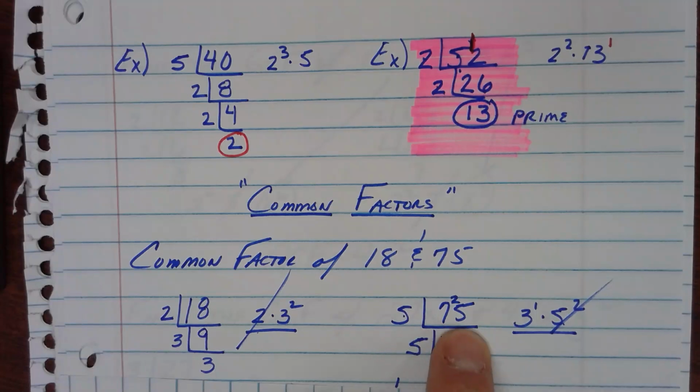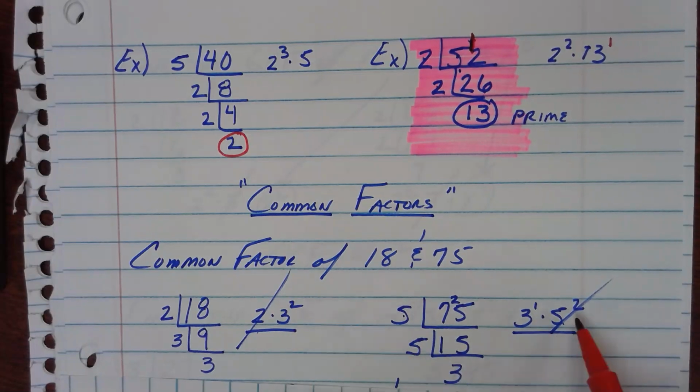5, because 75 ends in 5. 5 into 7 goes one time. And there are 2 left over, because 1 times 5 is 5. 7 minus 5, there's 2 left over. And that 2 goes with the 5 to make 25. 5 into 25 makes 5. Still ending in 5, so I'm going to stay with a factor of 5. 5 into 15 goes 3 times. So I have one factor of 3 and 2 factors of 5.